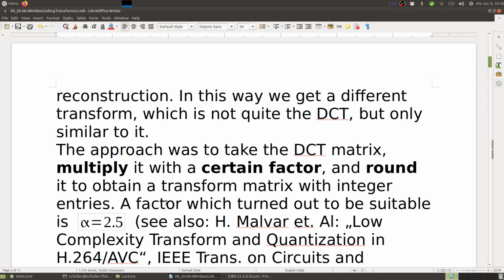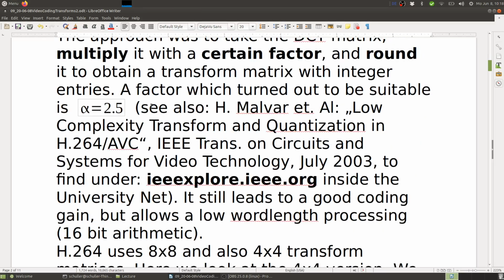A factor which turned out to be suitable is this factor alpha equals 2.5, and you can also read more about it in Enrico Malvar's paper on low complexity transform and quantization in H.264/AVC in the Transactions on Circuits and Systems for Video Technology in July 2003, which you can find within the TU Ilmenau network in IEEE Xplore, ieeexplore.ieee.org.